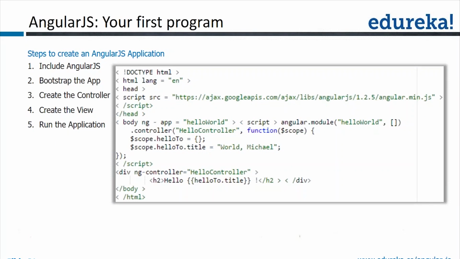Obviously, if you have the static file, it will always get it from your server and serve it in the browser. So instead, you can use CDNs in your production-ready environments. Next one is bootstrapping the app.